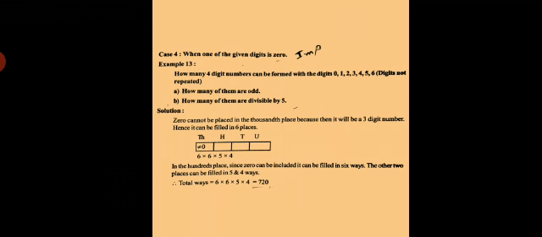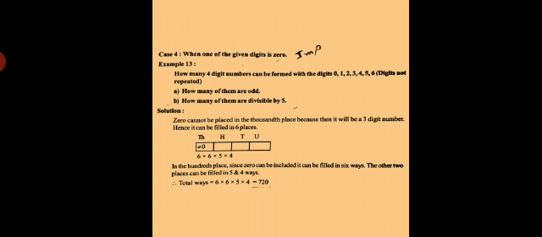Next is case number 4, when one of the given digits is 0. It is very important from an exam point of view. The first example is: how many 4-digit numbers can be formed with the digits 0, 1, 2, 3, 4, 5, 6, if the digits are not repeated?